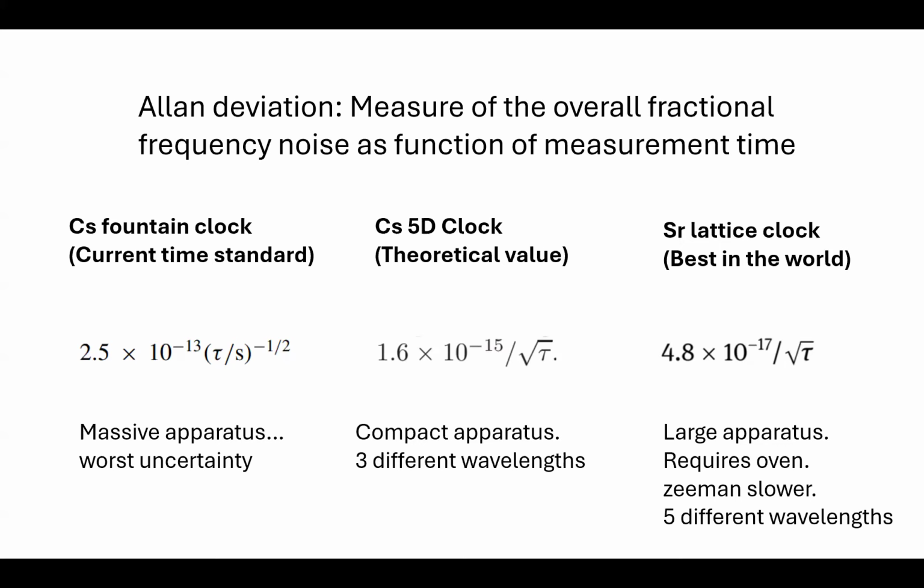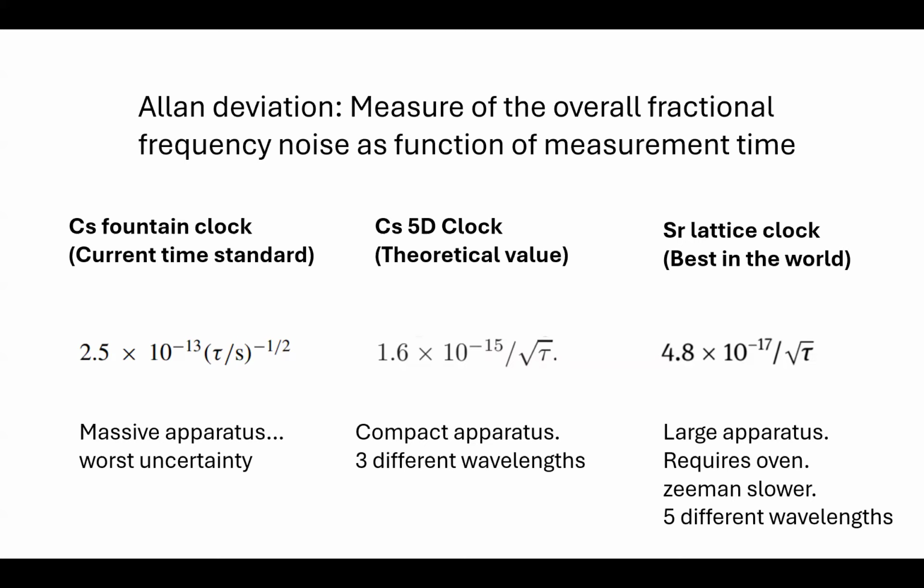And also it doesn't require a Zeeman slower or an oven. So cesium is much easier to trap. People have been trapping cesium atoms for like 2 decades now, so it's very well known. And that's why, being a compact apparatus and still being 2 orders of magnitude better than the current one, it gives this a selling point that this transition can be used as a clock transition.